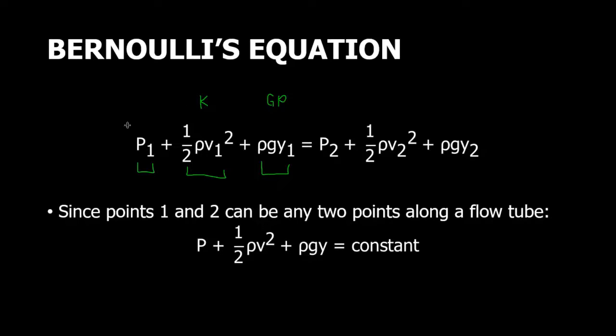And pansinin mo rin na similar ang format. So, yung P1 and P2 here, 1/2 rho V1 squared and 1/2 rho V2 squared here, and rho g y1 and rho g y2 here. So, sinasabi na nito na constant ang energy. So, Bernoulli's equation is an expression of energy. Since point 1 and point 2 can be any 2 points along the flow tube, we say that this sum is constant. Okay?